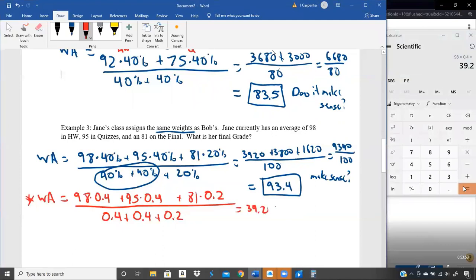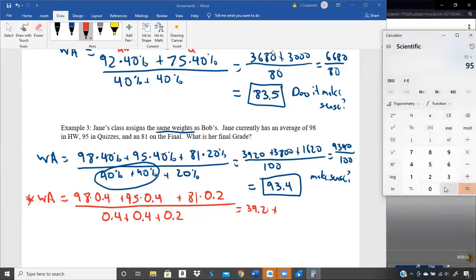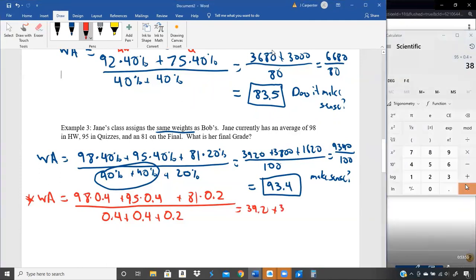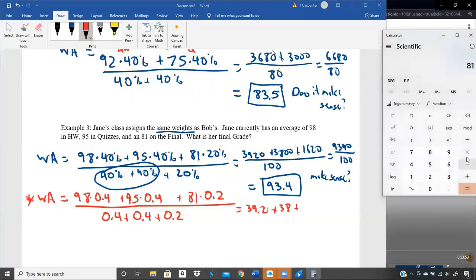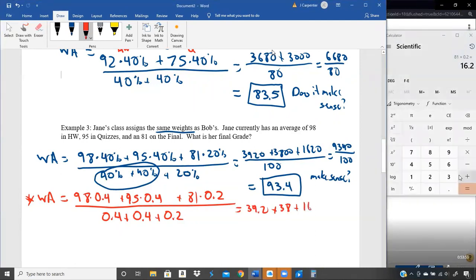3920, 39.2, interesting. Plus, if I do 95 times 0.4, I get 38. 3,800 versus 38, interesting. If I do 81 times 0.2, you get 16.2 instead of 1620. Huh, interesting. They're all off by just a few decimals.